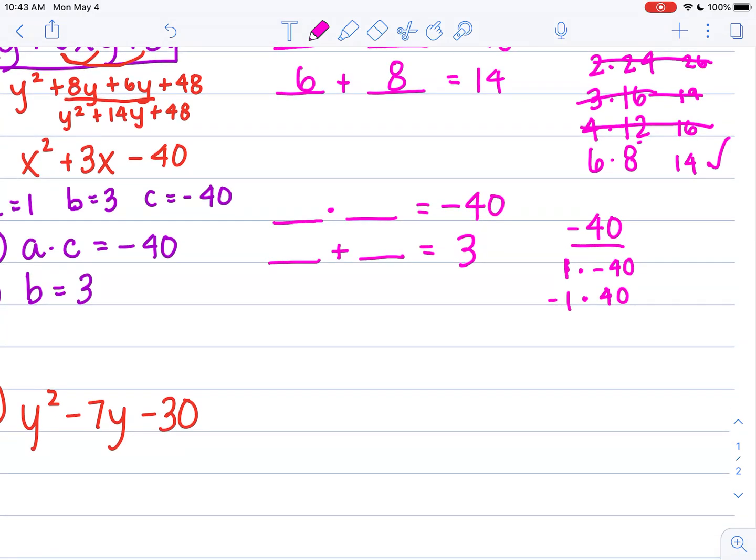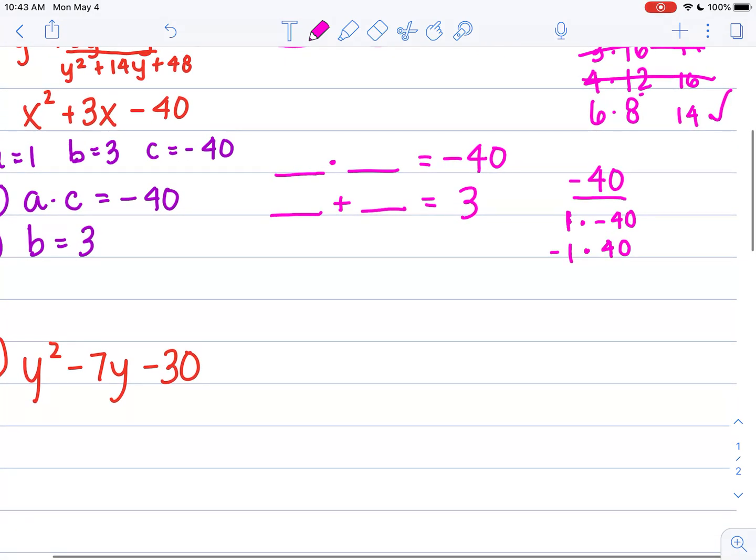Also, if you know right away, you don't have to list all these out. But I'm just showing you how to do it in case you don't understand, right? So put this in a calculator. Actually, let's do it at the end. Okay, 2 times negative 20 is negative 40. And negative 2 times 20 is negative 40. Now, if you're not sure, put negative 40 in your calculator and start dividing.